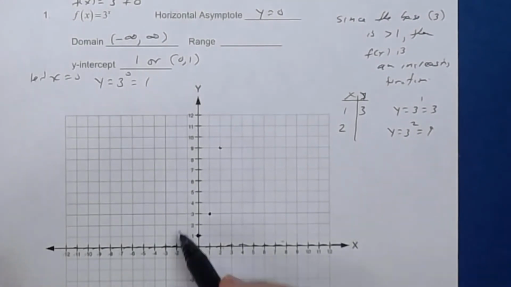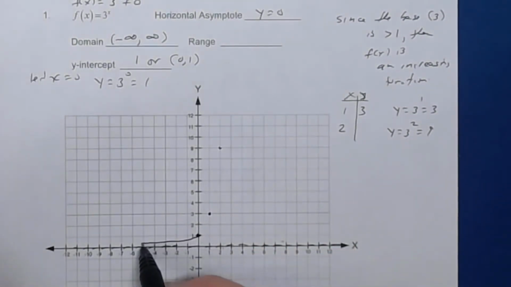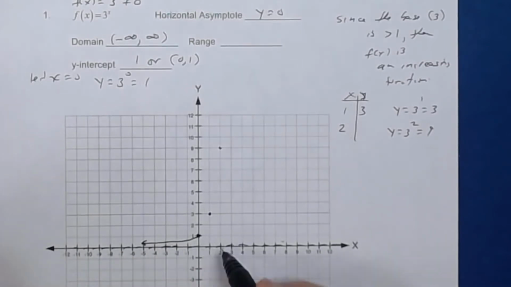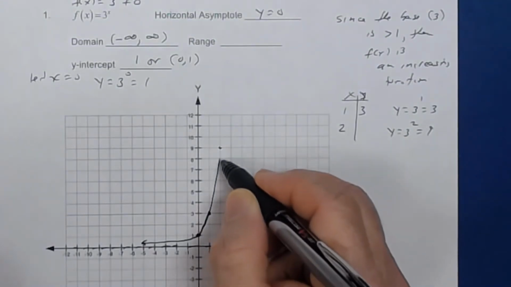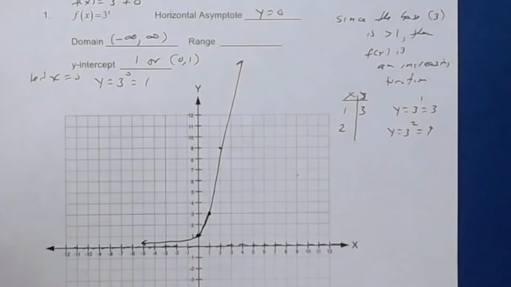And that's enough. So then I know that on this side, the graph gets closer and closer and closer to the horizontal asymptote without touching it or crossing it. See, these values, as I go to negative infinity, are getting smaller and smaller and getting closer and closer to 0. And then on this side, it rises rapidly, hence the word exponential. It rises rapidly. Okay, so that is your function f of x.